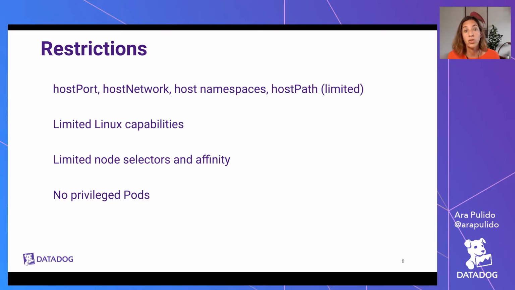So things that you cannot use are things like host port, host network, host namespaces. Host path you can use a little bit, read-only, only for logs, for example. You have a very limited set of Linux capabilities that you can use on your pods. You also have some limitations for node selectors and affinity, and you can't use privileged pods.